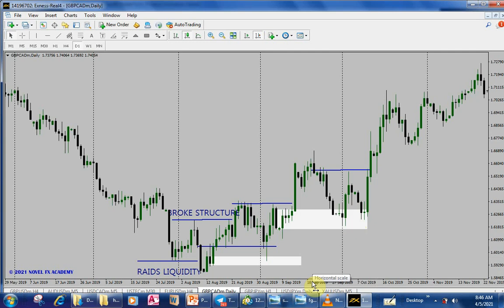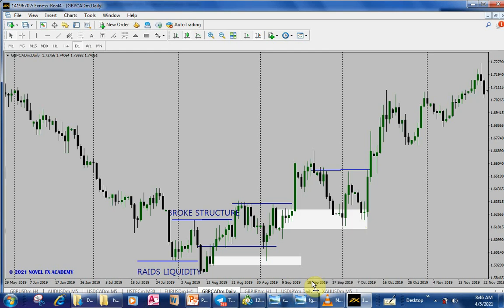Okay, so go to your chart, identify bullish OBs and bearish OBs, and send them to me in my inbox. Identify bullish OBs and bearish OBs that fulfill all these particular scenarios.